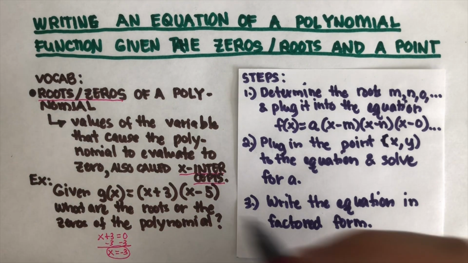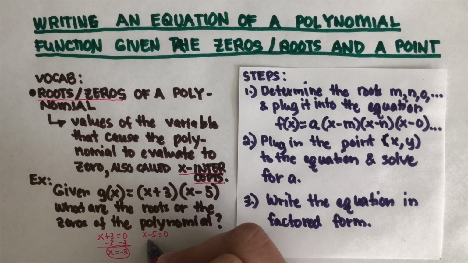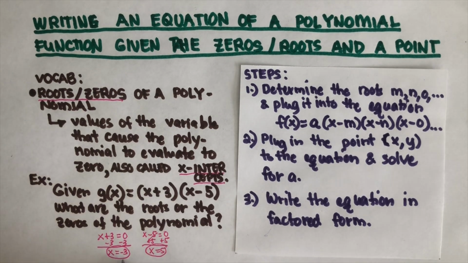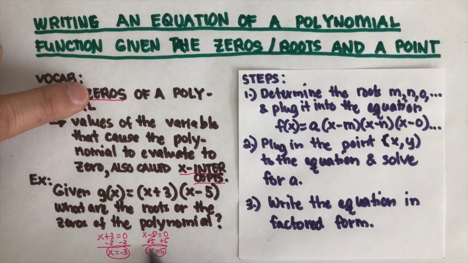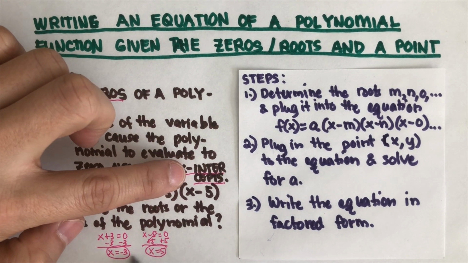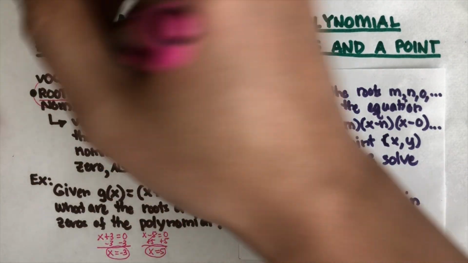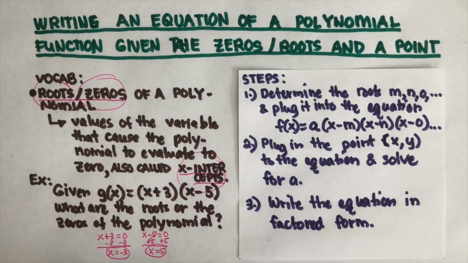And then the other zero would be found the same way. So x minus 5 equals 0, add 5 to both sides, and x is equal to 5. So these are what we call the roots. These are the zeros, and these are the x-intercepts. These three words, roots, zeros, and x-intercepts, are just the same.